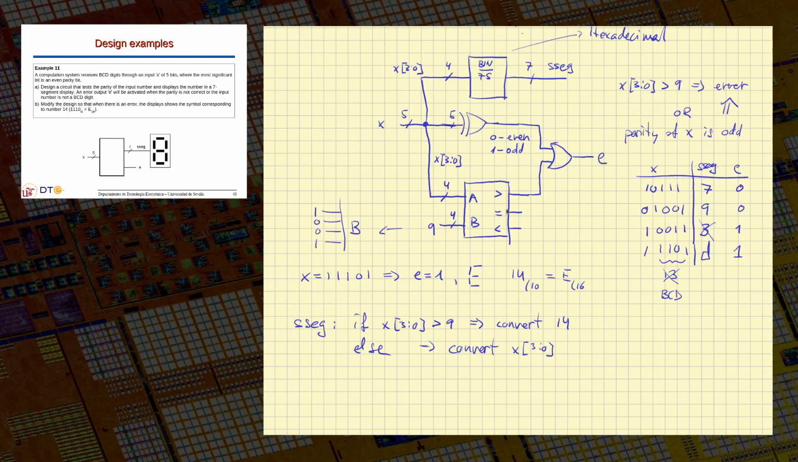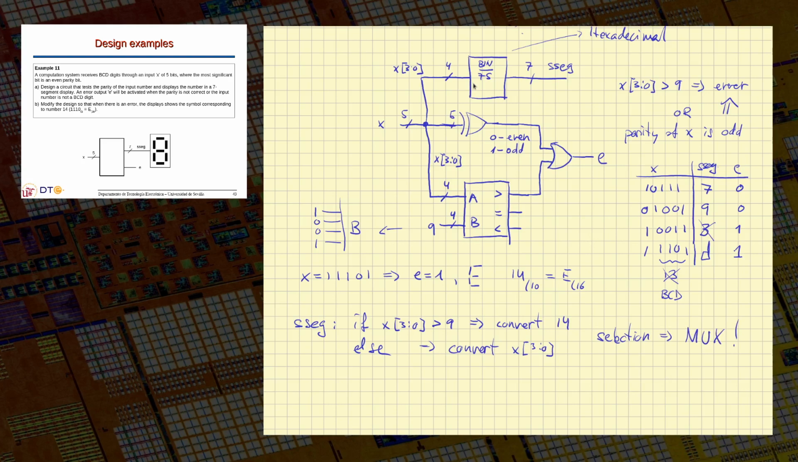So we already have the signal that informs us that we have a number greater than 9, which is the greater than output signal of the comparator. And in this case, we will have to convert X or convert 14. It's just a problem of selection, okay? And whenever we have a problem of selection, we have to think about a multiplexer, okay?